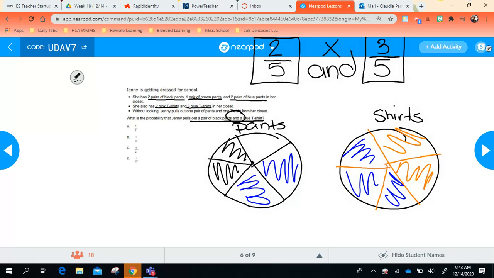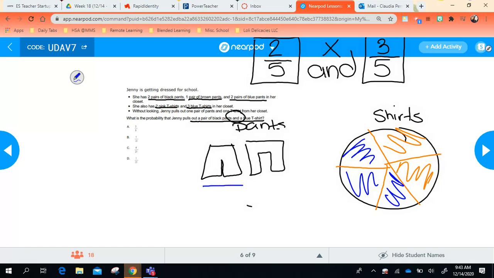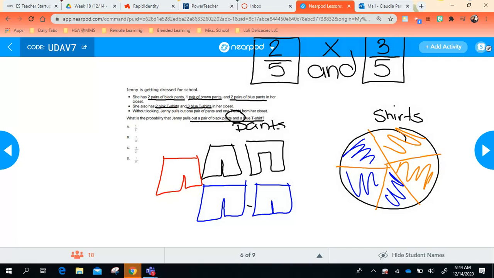So I just drew the little picture to kind of give us an idea. Or you could have done black pants. Don't laugh at my pants. And then I've got brown pants that are going to be red. So just to get an idea. I wish it had been skirts because then it's just a big rectangle.